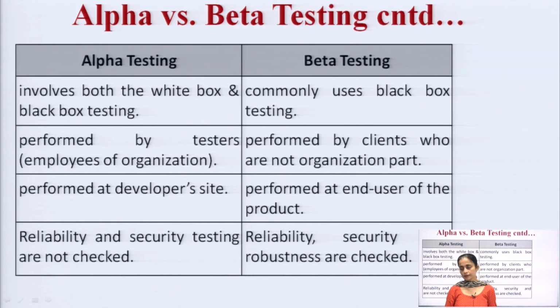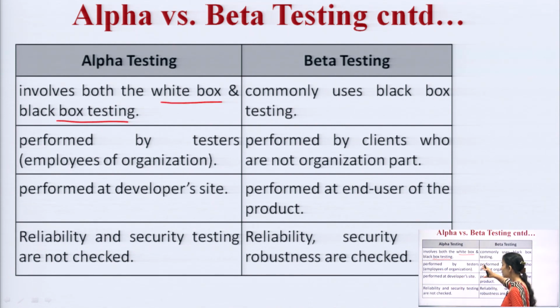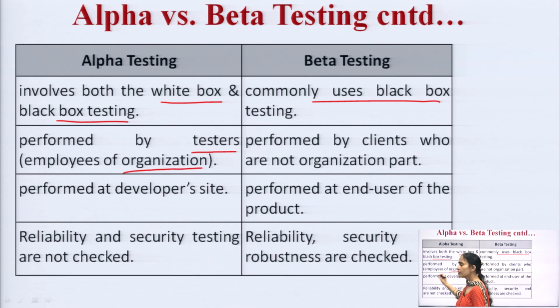So, let us discuss the differences between alpha and beta testing. Now we are over with the process phases of both testings, so we can differentiate them very easily. Alpha testing involves both white box and black box, structural and functional testing, and beta testing commonly uses black box. Alpha testing is performed by the testers of the organization, and beta testing is performed by the real time users.